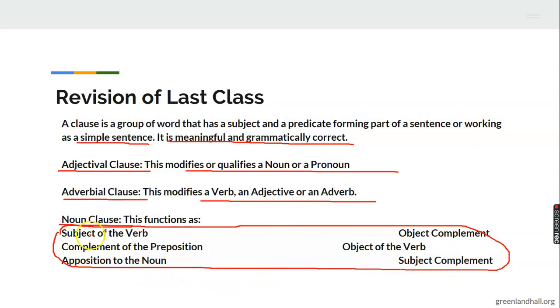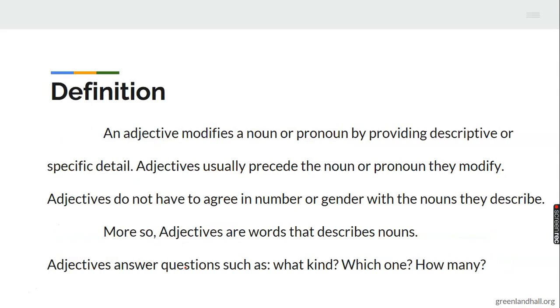Quick reminder, my SC is the same thing as subject complement. My OV is object of the verb. My OC is object complement. My SV is subject of the verb, my CP is complement of the preposition, and my APN is apposition to the noun.